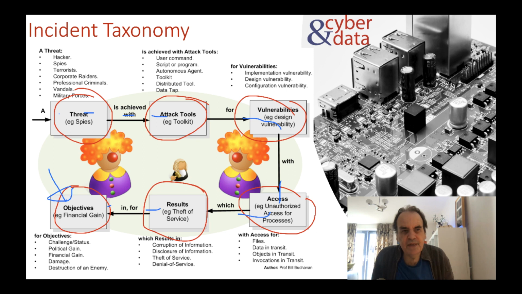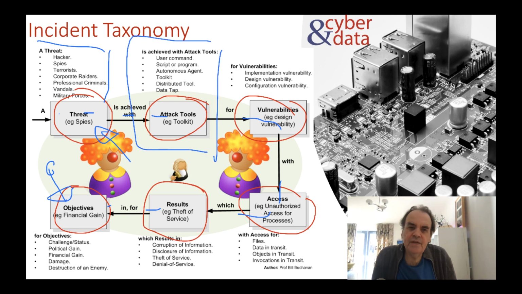each element here. So a threat might be a hacker or a spy or a terrorist and so on. We need to understand our threat actors and their objectives, to be able to understand the budgets that they might have, or the targets that they will go for, and generally the tools that they might have. Then we look at the attack tools that could be used, such as user command scripting, autonomous agents, toolkits, and so on, or even a data tap.